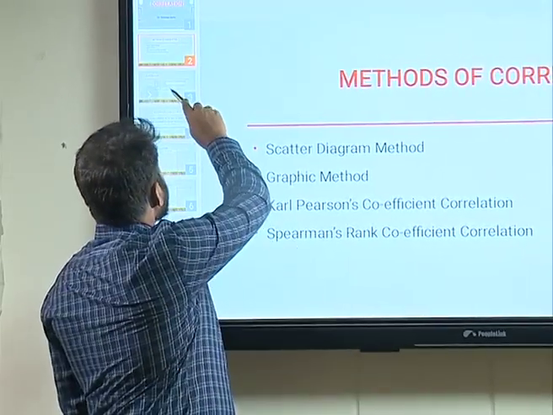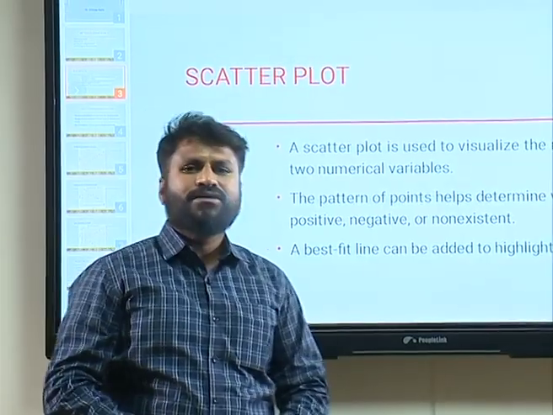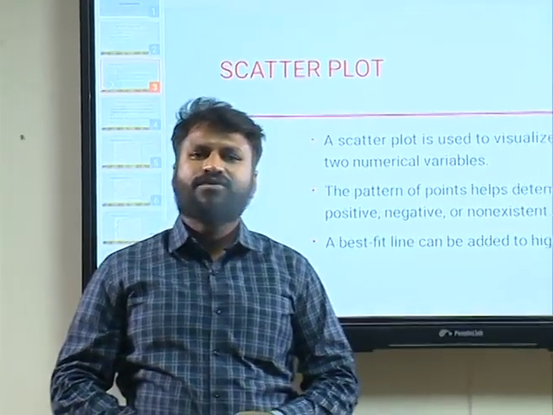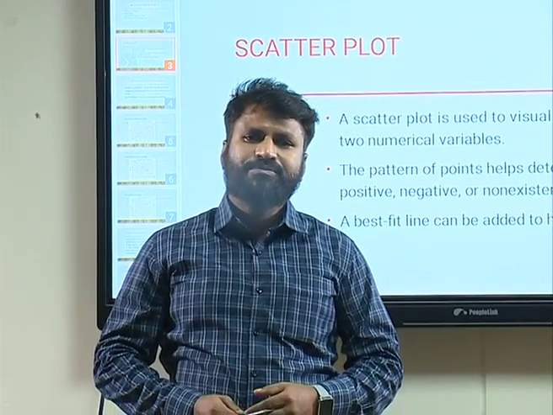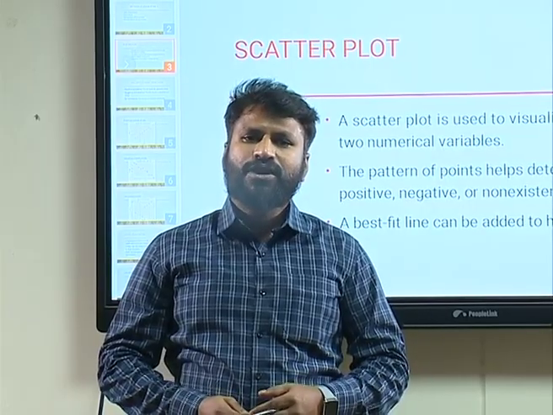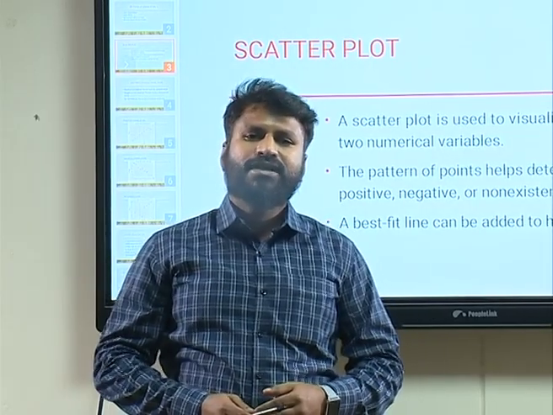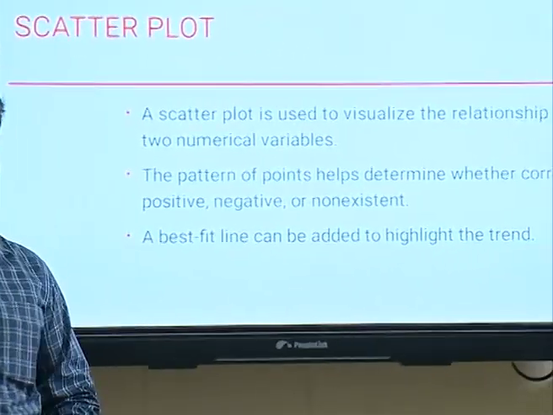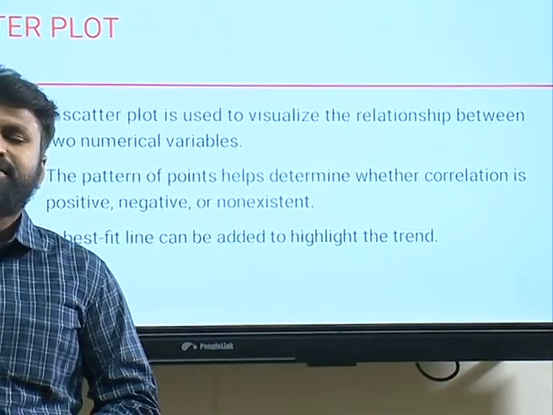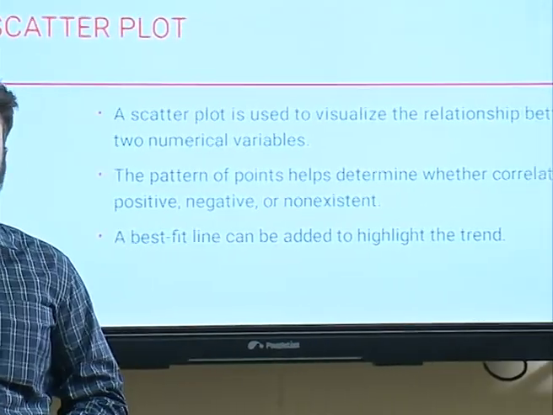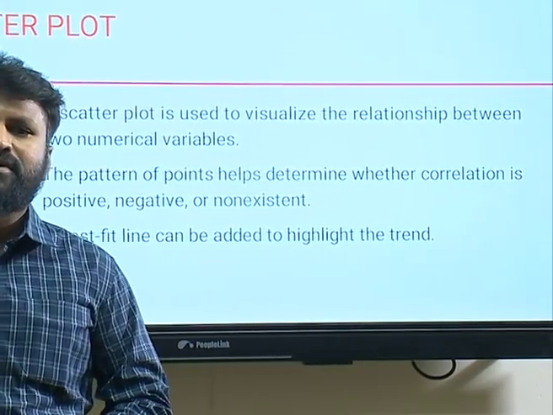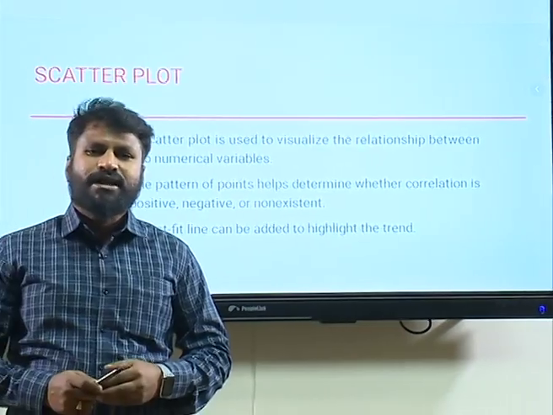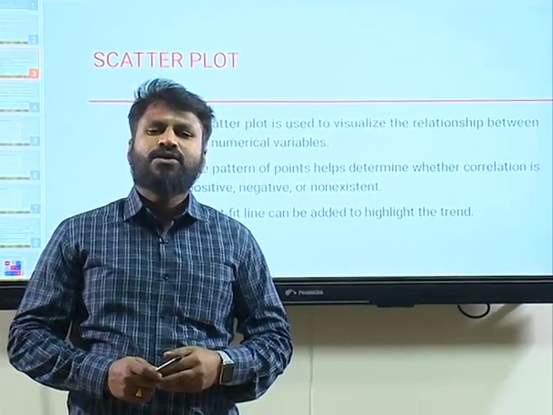What is the meaning of scatter plot? This scatter diagram method helps us effectively understand the relationship between two variables. We show it visually, so that is called the scatter diagram method. Using these points, we identify the relationship between the two variables. In scatter diagram methods we have three types: positive scatter diagram, negative scatter diagram, and third one is no correlation.